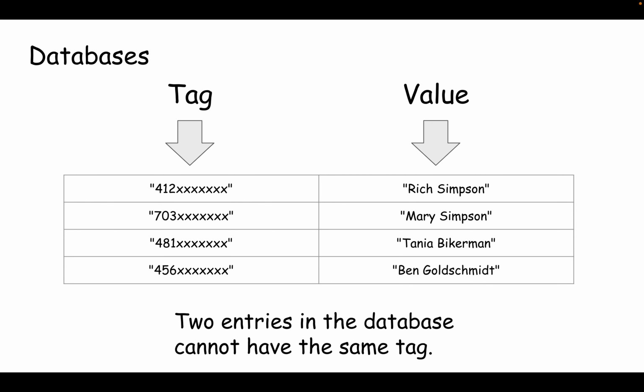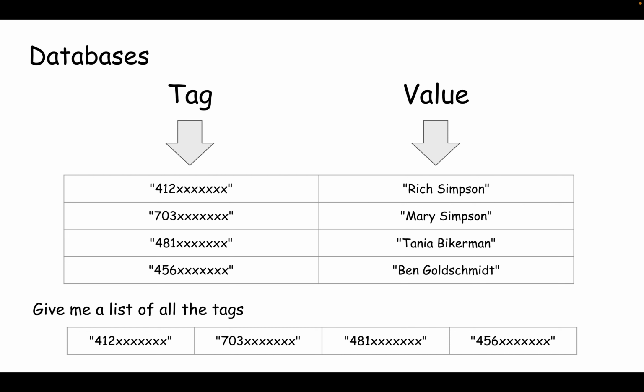We're using a very simple database called TinyDB. The way TinyDB works is it associates a value with a tag. It's just two lists. One list is the tags, the other list contains the values, and the important thing is all the tags have to be unique. There can't be two entries with the same tag in the database.